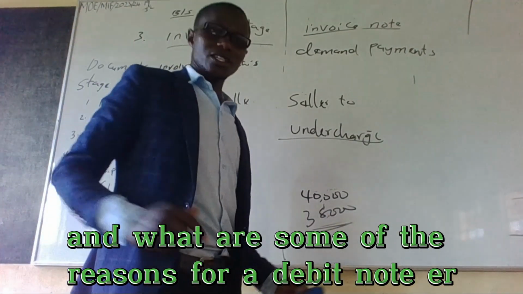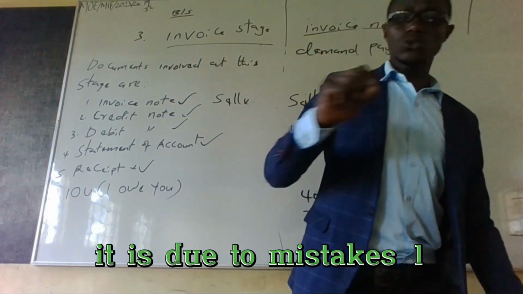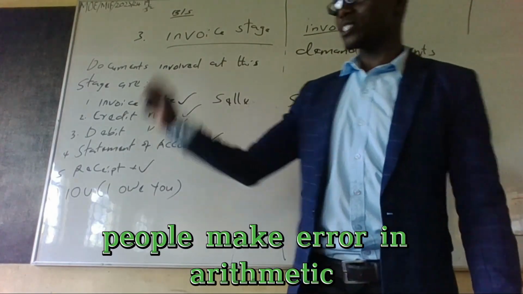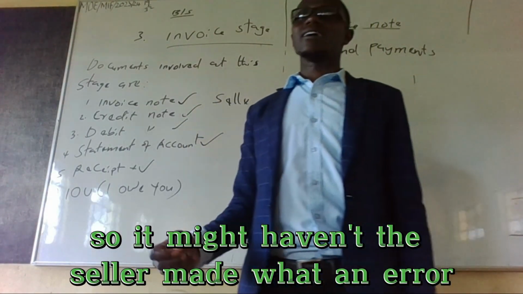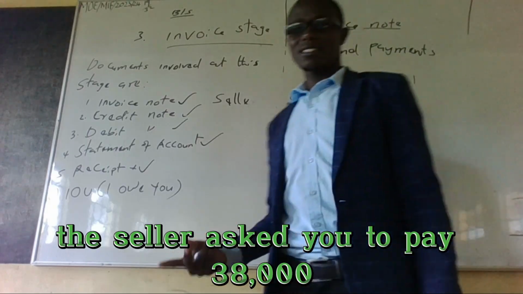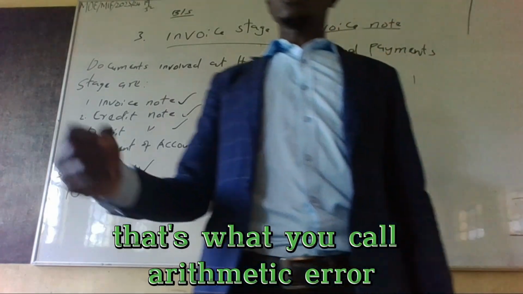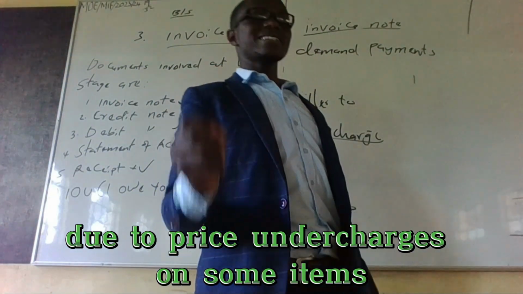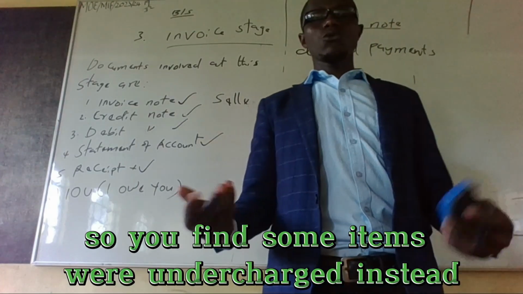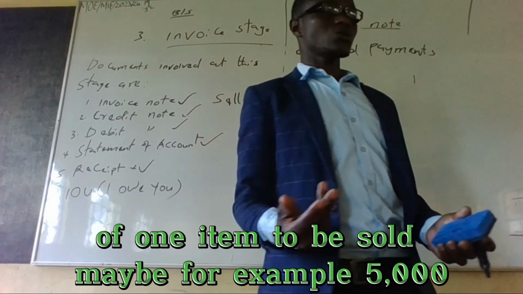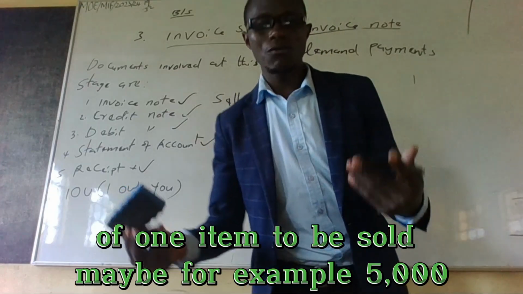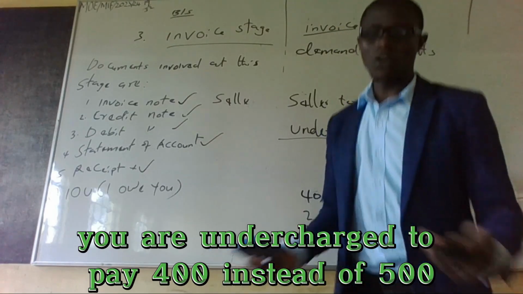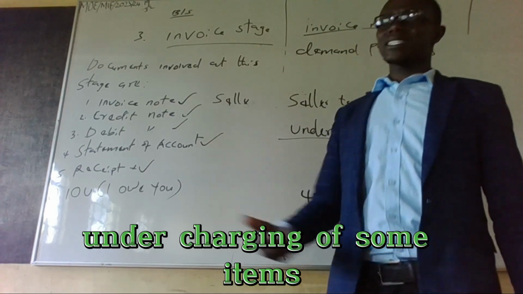And what are some of the reasons for a debit note? It is due to mistakes. One, due to arithmetic error. People make errors in arithmetic. So the seller might have made an error. Instead of you paying 40,000, the seller has you paying 38,000. That's what you call arithmetic error. Number two is due to price undercharges on some items. So you find some items were undercharged. Instead of an item being sold at 500, you are charged 400. Undercharging of some items.